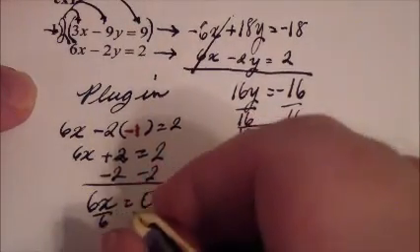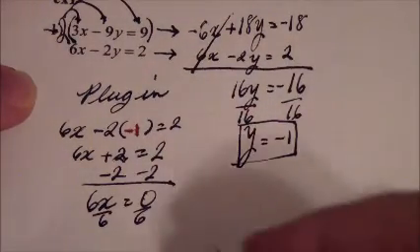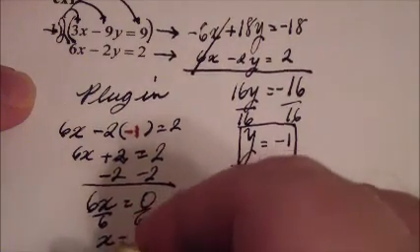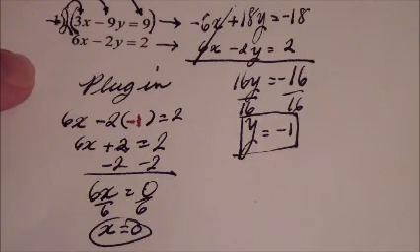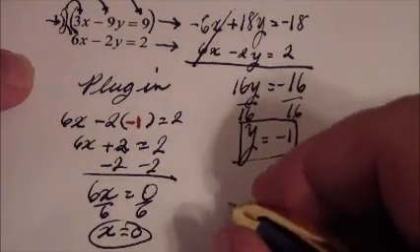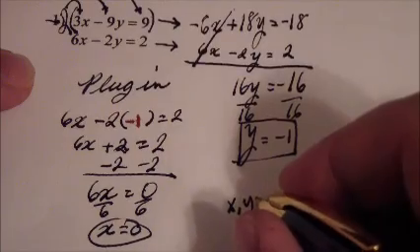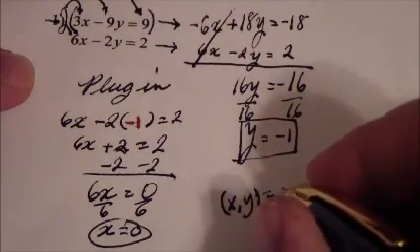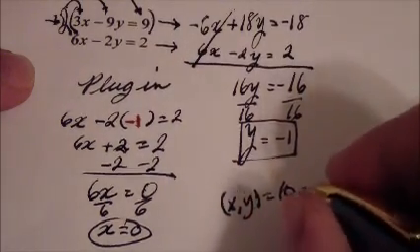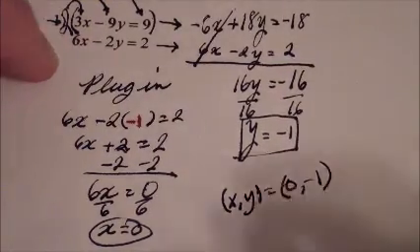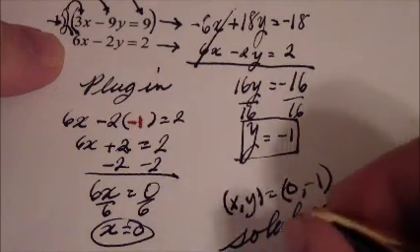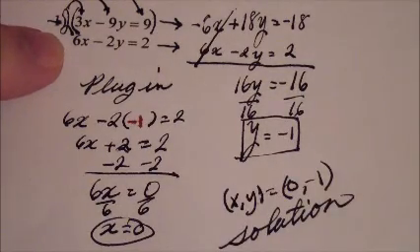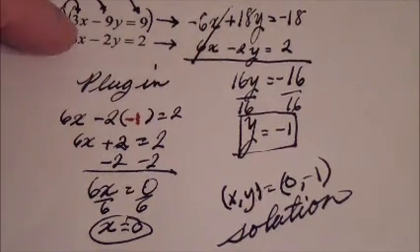Divide 6 on both sides. 0 divided by 6, or 0 divided by anything for that matter, is just 0. So we have x is equal to 0, our y is equal to negative 1. So the x and y value will be 0, comma, negative 1. That's our solution. That's the point where our two equations, or our two lines, cross. Alright, let's see another one.